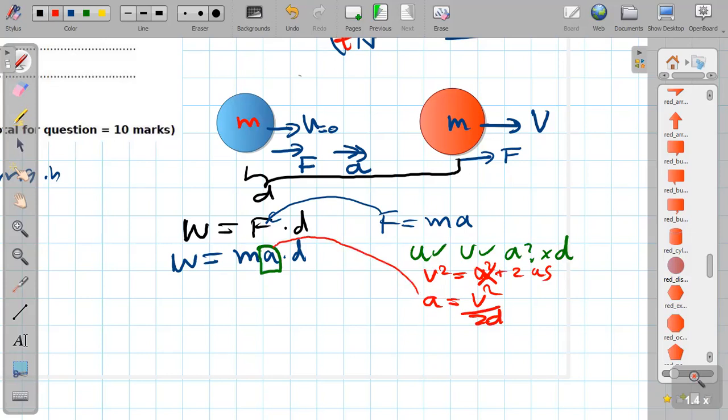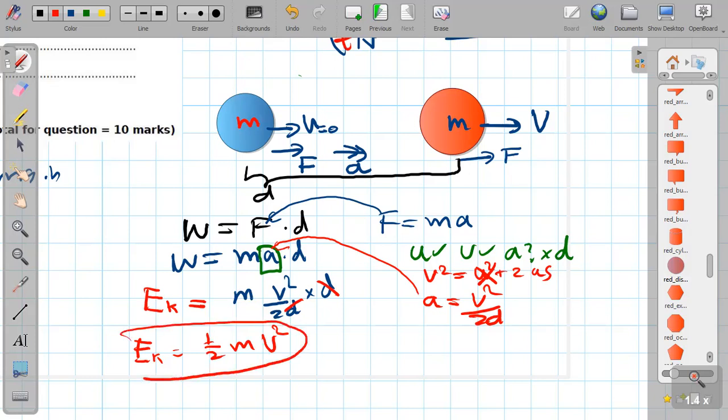Now I'm going to substitute it here. I'm going to change the work done to kinetic energy. So what is it? m instead of a, v squared over 2d, times d. Now d and d cancel each other. Kinetic energy equals half m v squared. Got the answer? Makes sense.